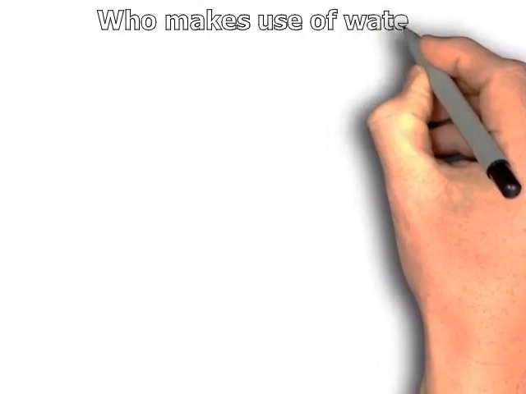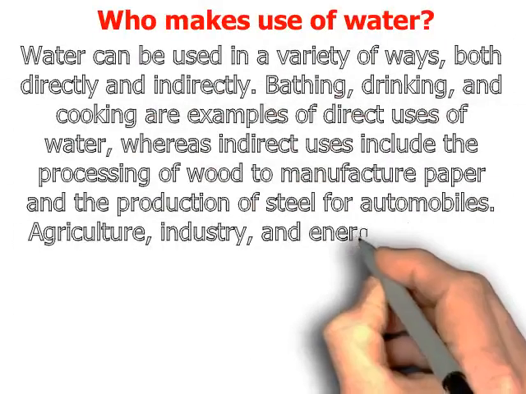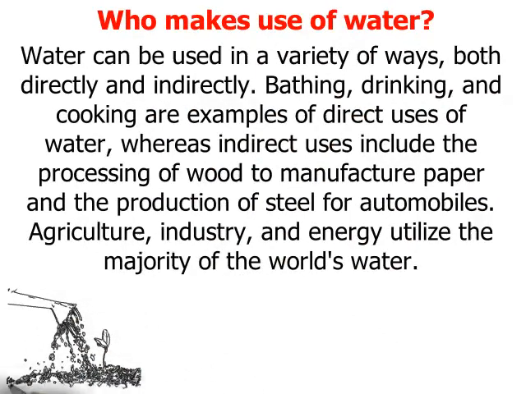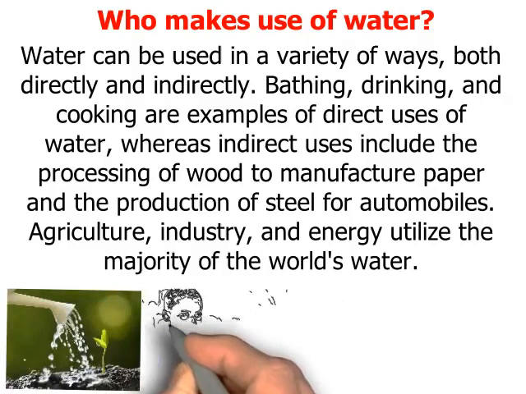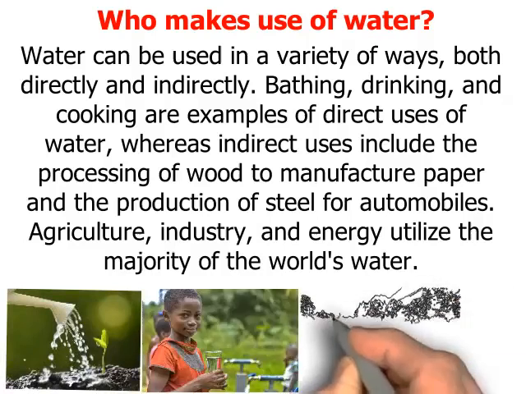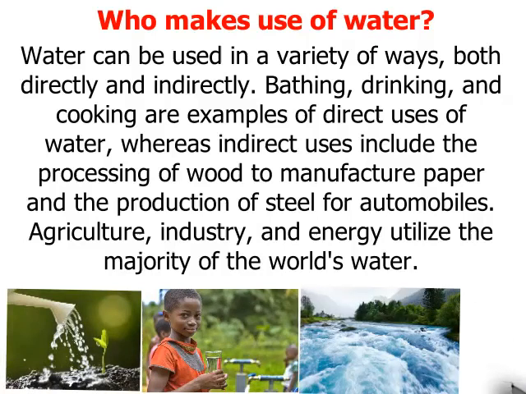Who makes use of water? Water can be used in a variety of ways, both direct and indirectly. Bathing, drinking, and cooking are examples of direct uses of water, whereas indirect uses include the process of wood to manufacture paper and the production of steel for automobiles. Agriculture, industry, and energy utilize the majority of the world's water.